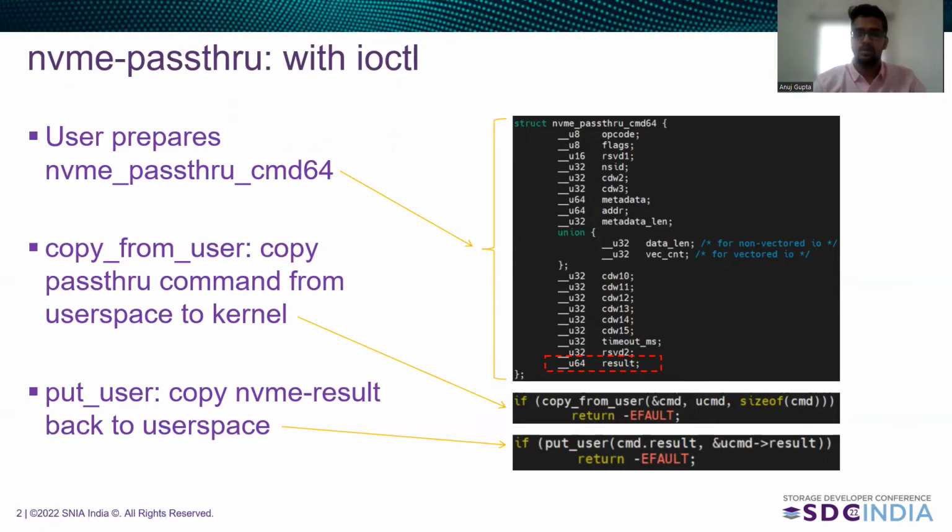Similarly, during completion, the NVMe device will return a result back to the host, and this is an extra result apart from the actual status code, and this value needs to be copied back to the user. This result is a part of the passthrough command structure only, as highlighted here, and the kernel will do a put user call to copy this result back to the user. So again, this is an overhead in this part.